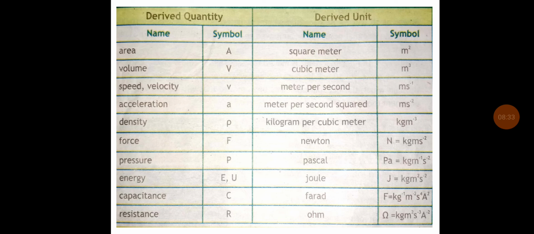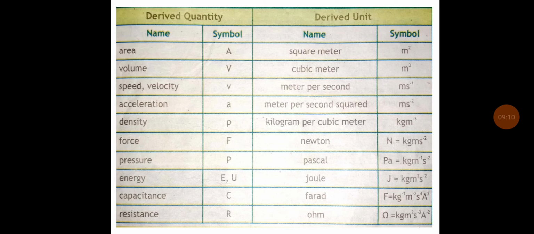First is area, symbolized as capital A, and unit is square meter, m square. Second is volume, represented by capital V. Unit is cubic meter, m power 3, or we can easily read it as m cube. Third is speed or velocity, represented by small v. Unit is meter per second. Fourth is acceleration, represented by small a. Unit is meter per second square.